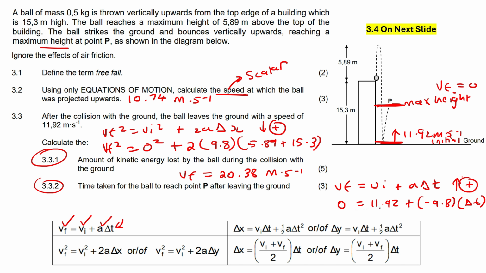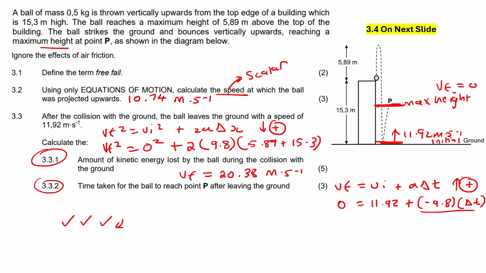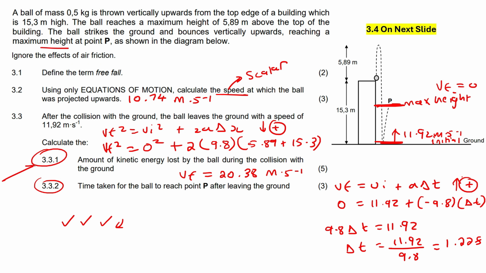So now we're going to bring this 9.8, which is now negative, to the other side so it becomes a positive. We're then going to divide by 9.8, and that'll give 1.22 seconds. I was looking at the memo for this question, and the memo gives 16 different ways that you can do that question. So there are so many different ways that you can do it. As long as you're getting to the right area of answer, that's perfectly fine.